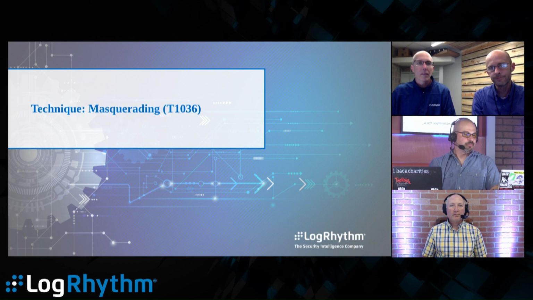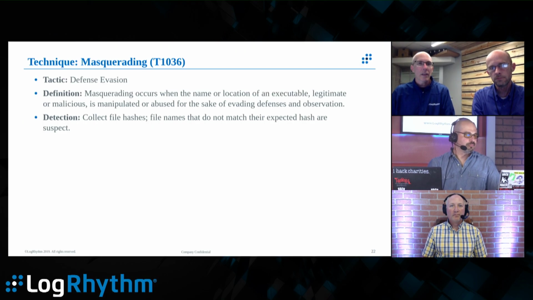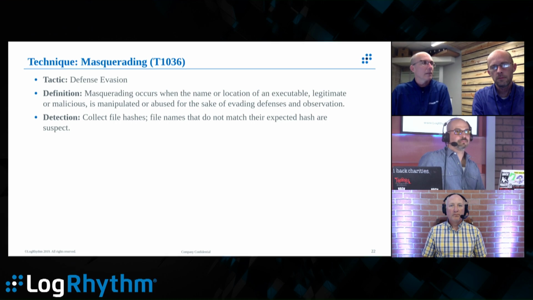Sweet. Yeah, so let's get into masquerading. Masquerading, the tactic, of course, is under defense evasion. And the definition per MITRE is: masquerading occurs when the name or location of an executable, legitimate or malicious, is manipulated or abused for the sake of evading defense and observation. And detection, of course, is collect file hashes. File names that do not match their expected hash are suspect. So on this one, we're heavily relying on Microsoft Sysmon because it does record the hashes.